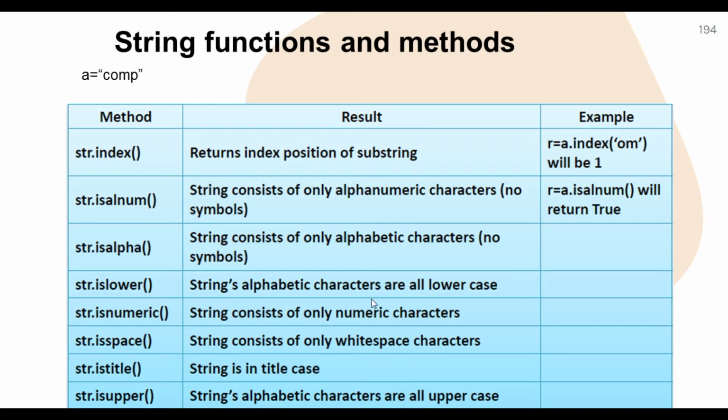Islower will show if all the elements are in lowercase, that means small letters, it will return True, otherwise False. Isnumeric will return True, otherwise False, depending on whether there are numbers in your characters. Isspace checks whether it is a space or not. Istitle will show whether it's title case or not. Title case means a capital letter, then small letters after that. Isupper will show whether all letters are capital letters. We will check one by one.